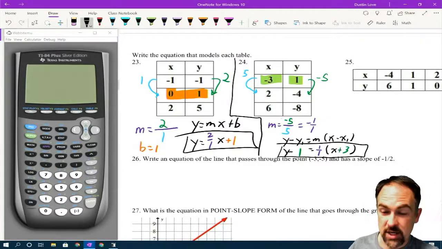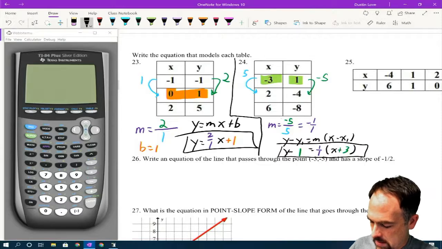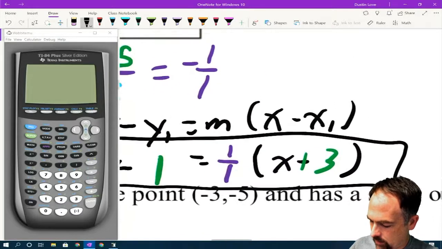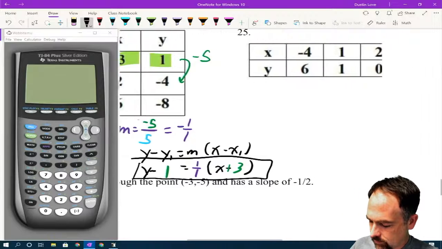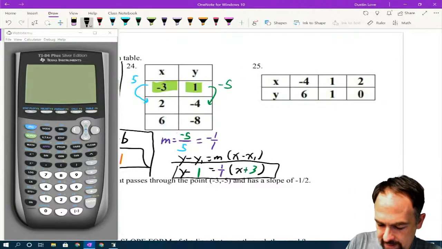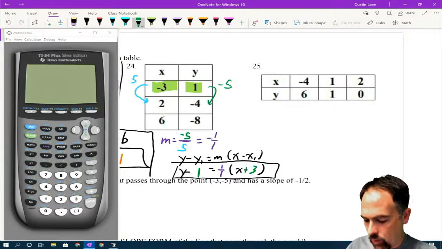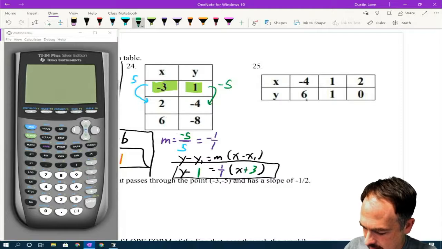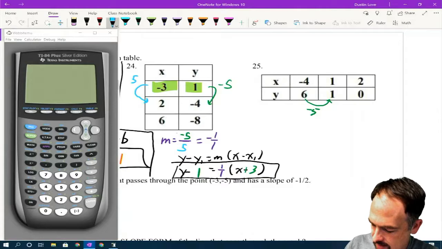Well, when we change the sign, because the negative went there on the crossbar, it becomes positive. Change the sign. Okay, number 25. Now again, we've got horizontal and vertical tables here. My delta y from 6 to 1 is minus 5. My delta x from negative 4 to 1 is 5.